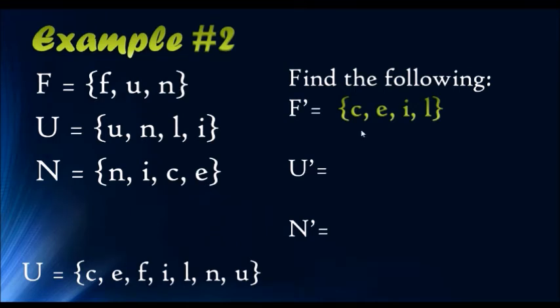Next, we have your U complement. Now, look again at our universal set. What are the elements here in the universal set that are not found in the set U? Very good. We have your C, E, and F. Last one, we have your N complement. What are the elements here in the universal set that are not found in the set N? Very good. We have your F, L, U.